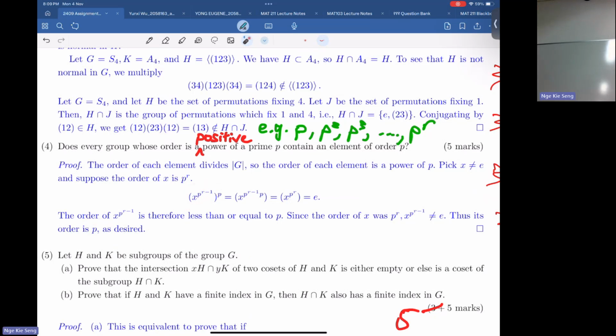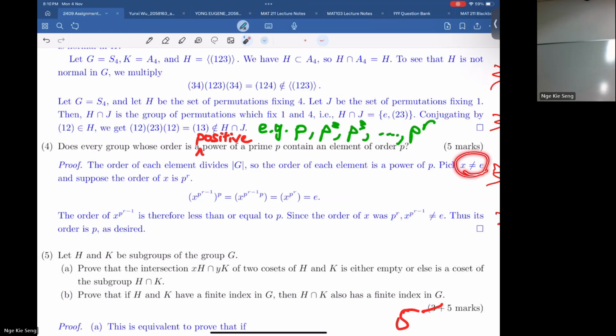Because the order of this element here must be less than or equal to p. Okay, but if it is less than p, what happens? You actually assumed that this element has order p^r first. Okay. Then anything less than p^r cannot be the order. Okay, then you are done. Yeah. So maybe you will ask a question. How do I get this element with order p^r? How do I get it? Because there must exist some element which is not the identity.